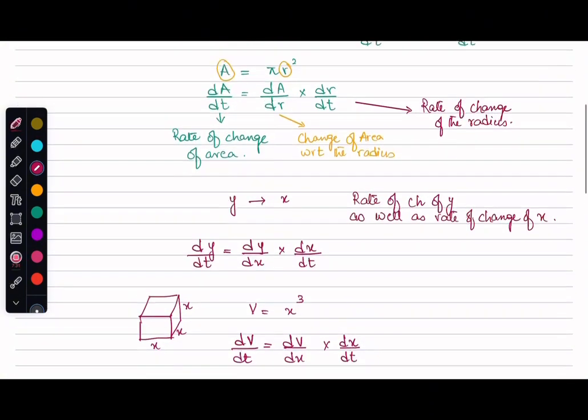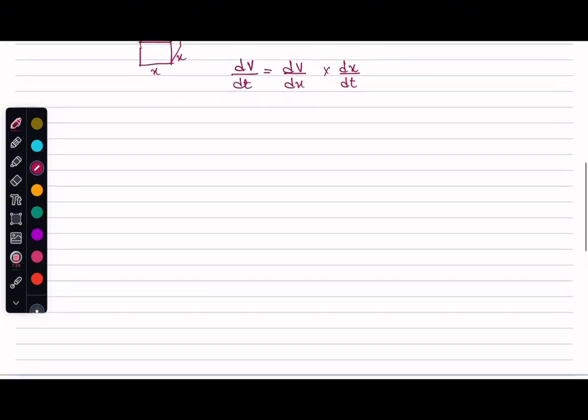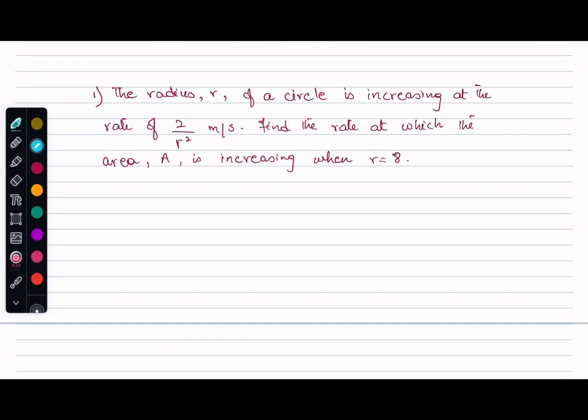So let's do some examples to clarify this topic and this explanation. Question 1: the radius r of a circle is increasing at a rate of 2 by r meters per second. The unit here suggests that it is meters per second, therefore it has to be connected with time, and it means that it is increasing at the rate of 2 by r squared meters per second.